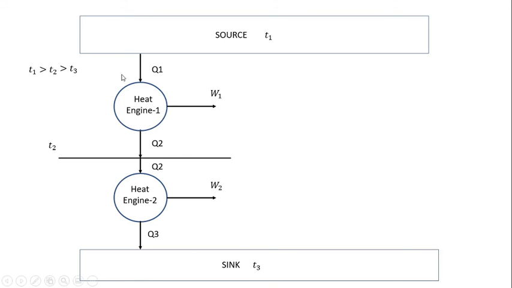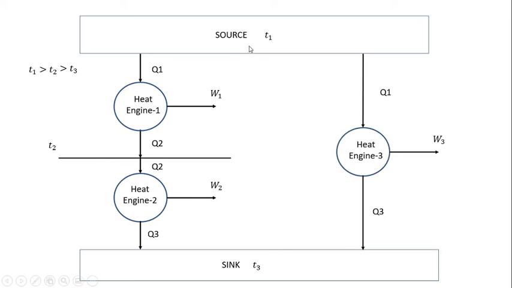Now, both these heat engines can be replaced by a single heat engine between the same temperature source and sink, and let us consider that W3 equals W1 plus W2. That means the total work produced by these two heat engines is now produced by the single heat engine, which is heat engine 3, working between the same source and sink at temperatures T1 and T3. So from the expression that we learned in the last slide, we can say that Q1 by Q3 equals a function of T1 and T3.